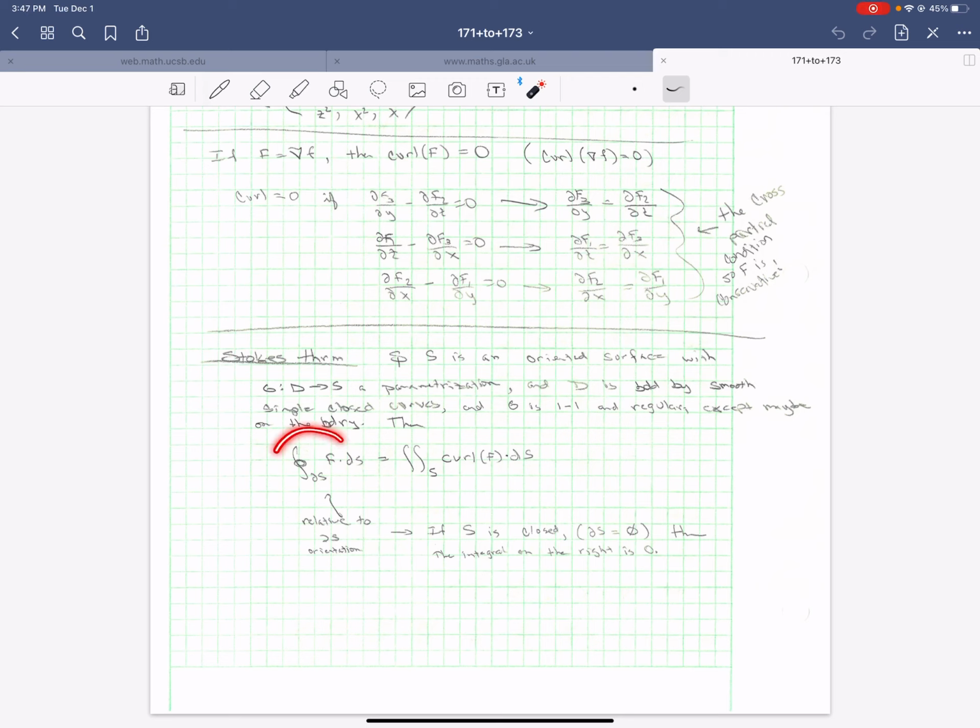Then what's true is, if you want this circulation, you can trade it for a surface integral over the curl of the field. So somehow the curl contributes to that. Let's see how this works. I'll make a couple comments here. If the surface is closed, then the boundary is empty, and so then the integral on the right would automatically be 0, but that shouldn't be super surprising.